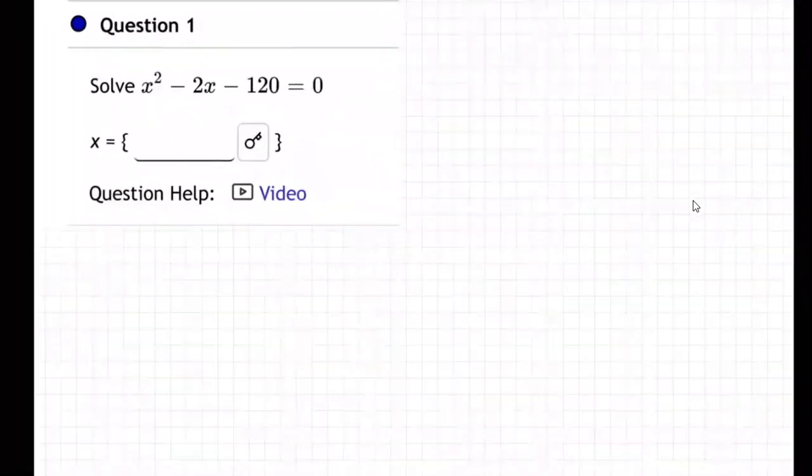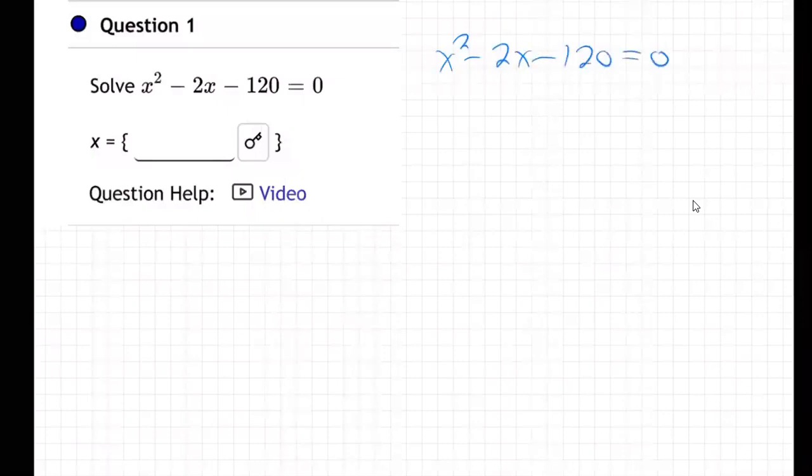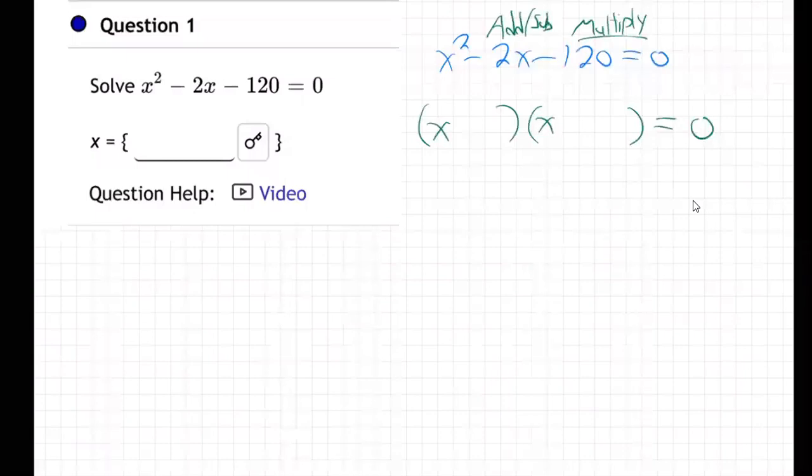Okay, so question number 1. How do we actually handle x squared minus 2x minus 120 equals 0? Well, what we need to do is factor. You might be a little rusty on factoring. That's okay, I'm glad to go over everything. How factoring works is you put x's right here and here. You might remember a little bit of this. And you're looking for two numbers that multiply to be 120 and add or subtract to be the minus 2x.